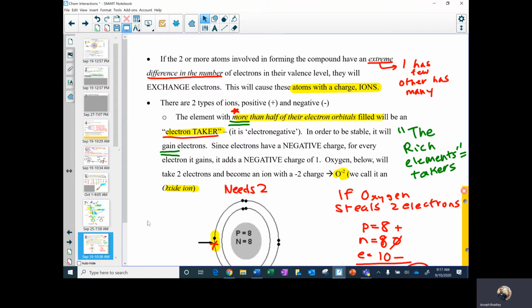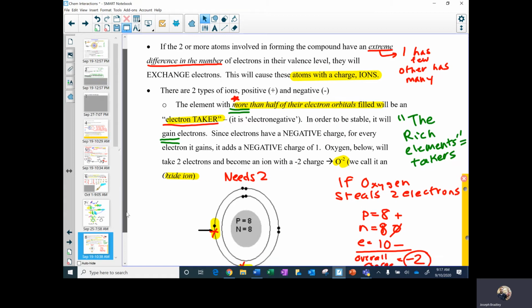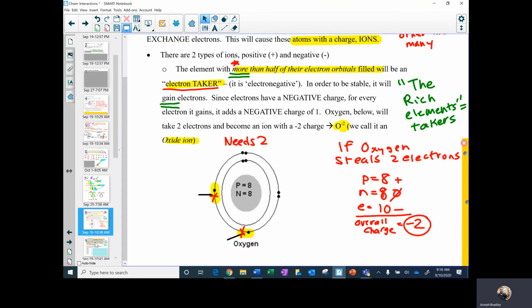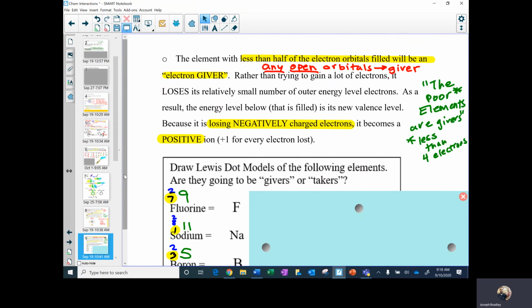So the ones on the right side of the periodic table are more strongly electronegative, and then the ones on the left side of the periodic table, like where calcium and all, those are less electronegative, so they're going to become positive ions. So oxygen, for example, is going to become an oxide ion.